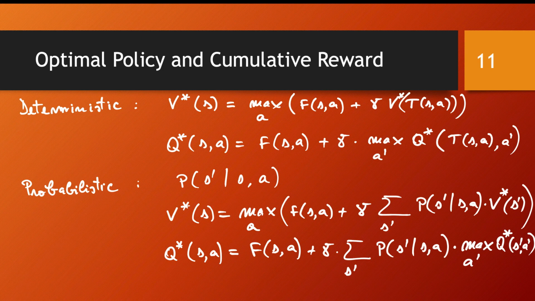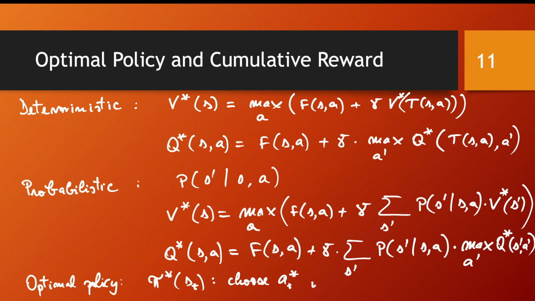So in other words, if I have the values Q star, the optimal policy is going to be, in state S_t, to choose that action A_t star where this optimal value Q star of S_t and A_t star maximizes this function Q over any action A. So it's the maximum over any possible action A in state S_t.